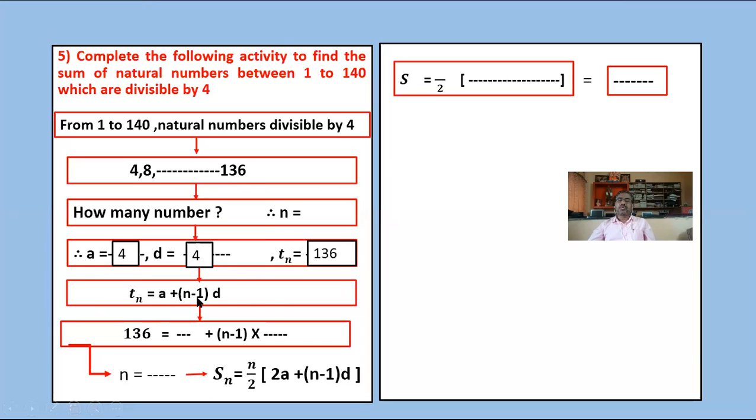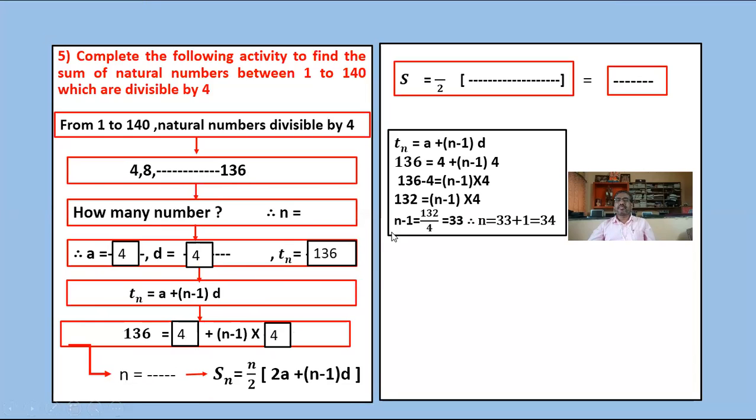Tn is equal to A plus N minus 1 multiply D. Here 136 is equal to 4 plus N minus 1 multiply 4. Hence, to find the value of N is equal to how much? Here Tn is equal to A plus N minus 1 multiply D, the nth term of an arithmetic progression. 136 is equal to 4 plus N minus 1 multiply 4.